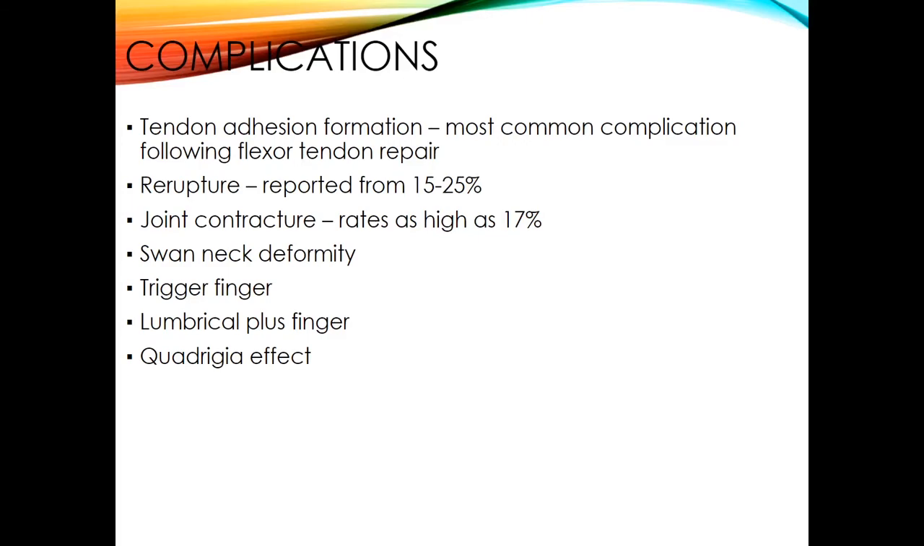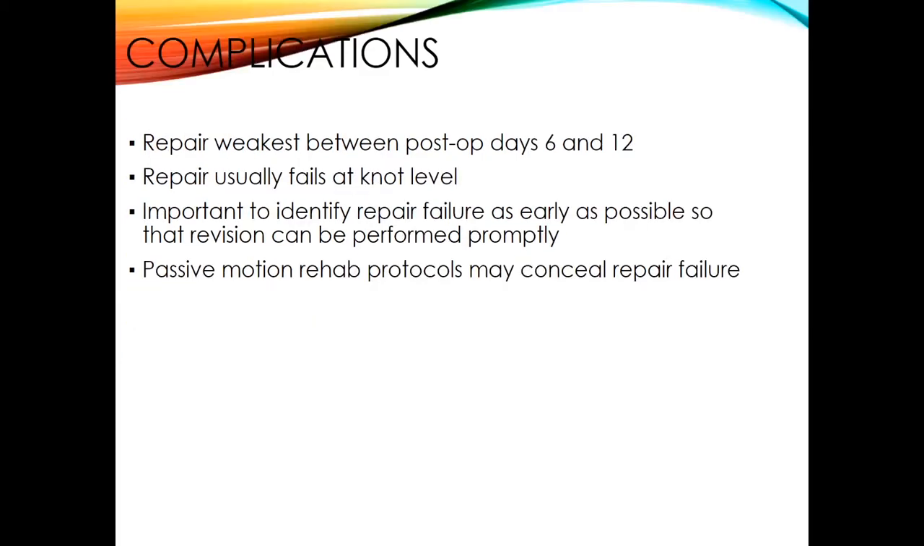So again, complications we talked about, most common is tendon adhesion, re-rupture, joint contracture, and then some of these other less common complications as well. The repair is functionally the weakest between 6 and 12 days. I mean, really, it's 0 to 5 days when you have no intrinsic strength, but your healing repair is weakest when you start letting them move on day 6. And the repair usually fails at the knot level. So you need to make sure that your knots are square and solid here. You can't have any sloppy knot tying when you're doing flexor tendon repairs.